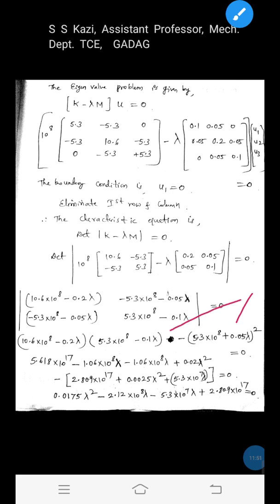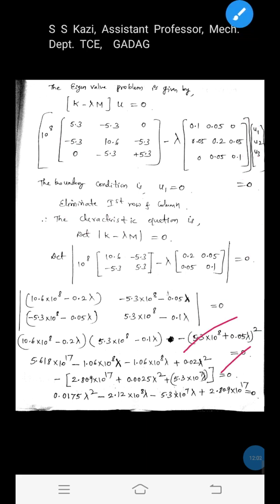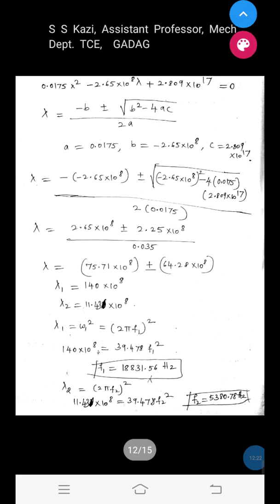Then by simplifying this equation, by separating the terms for lambda square, lambda and constant, we will get the quadratic equation. What is that quadratic equation? 0.0175 lambda square minus 2.12 into 10 raised to 8 lambda minus 5.3 into 10 raised to 7 lambda. These two have to be added up. Next page we will discuss. Plus 2.809 into 10 raised to 17 is equal to 0. Okay. Next, in the next page we will move on.